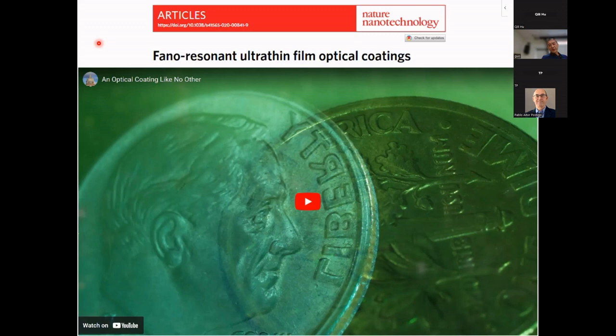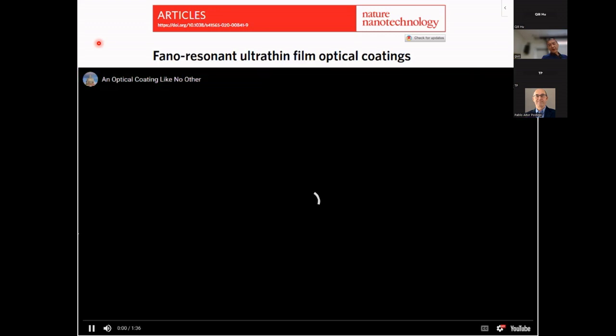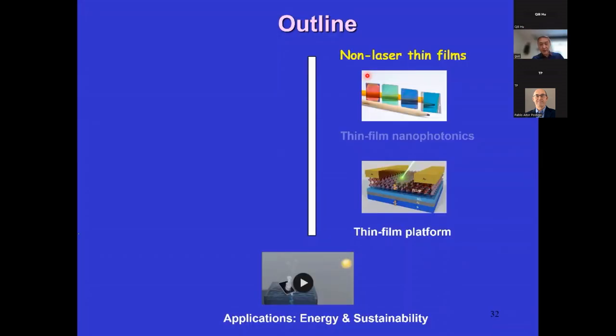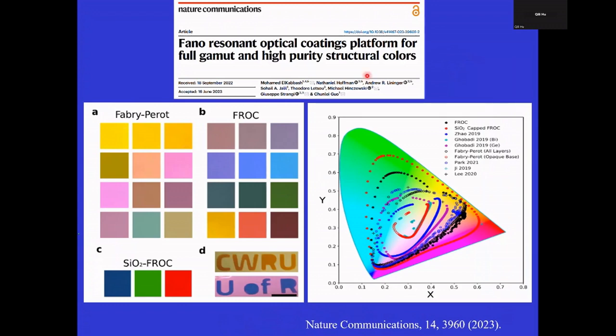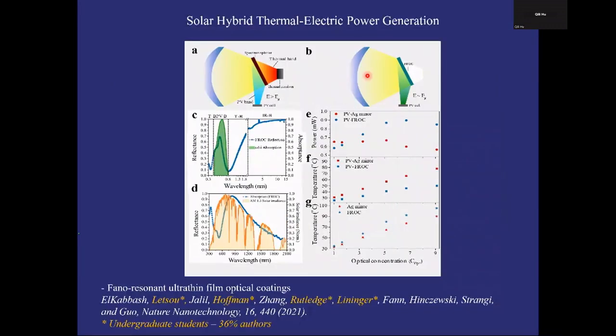So the video, I just needed to showcase that one. Let me move on. As I mentioned, I'm going to focus on energy applications. So here's an example, again a solar energy application: solar hybrid thermoelectric power generation. What it does is the solar energy comes in, you reflect the solar spectrum to your silicon solar cell, and then harness the thermal energy by other means.